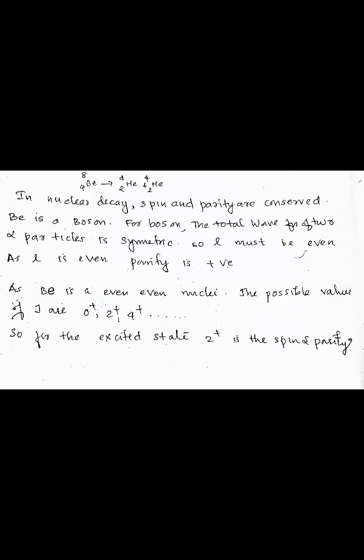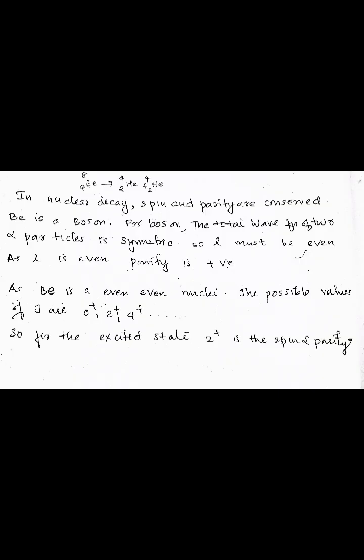Next question is, an excited state of a 4Be8 nucleus decays into 2 alpha particles which are in a spin parity 0 plus state. If the mean lifetime of this decay is 10 power minus 22 seconds, then the spin parity of the excited state of the nucleus is dash. The reaction mentioned in this question is 4Be8 changes to 2He4 plus 2He4, and we know that in a nuclear decay spin and parity are conserved.